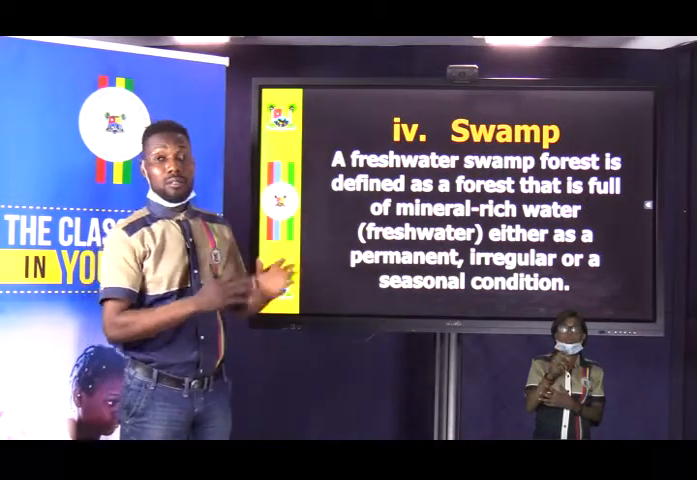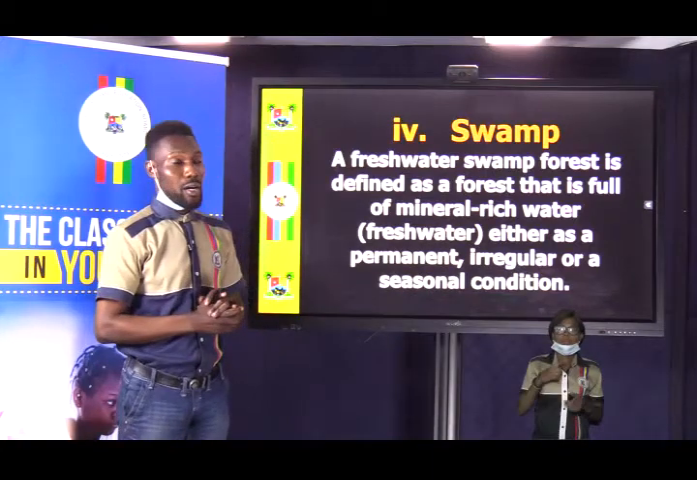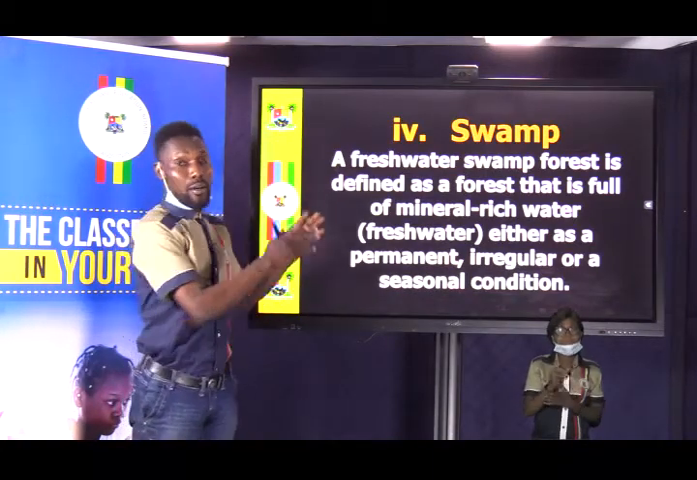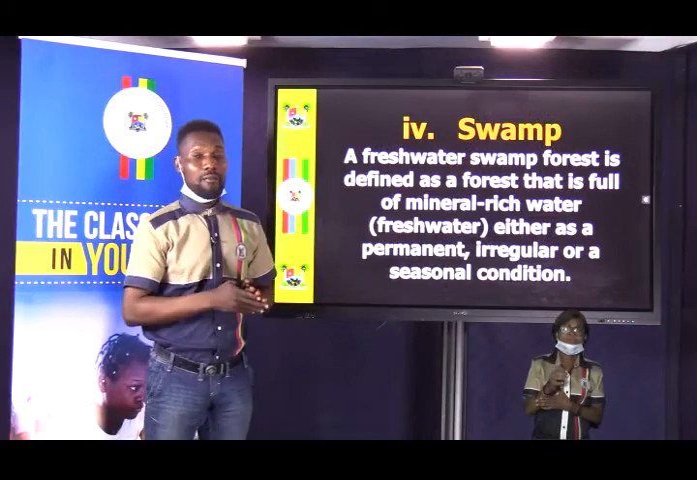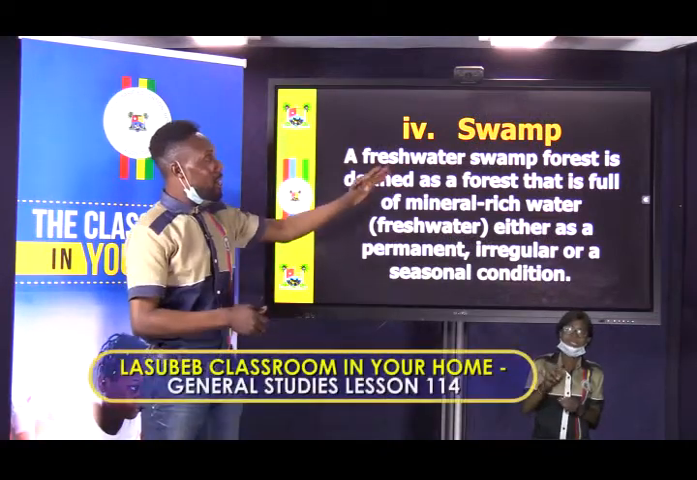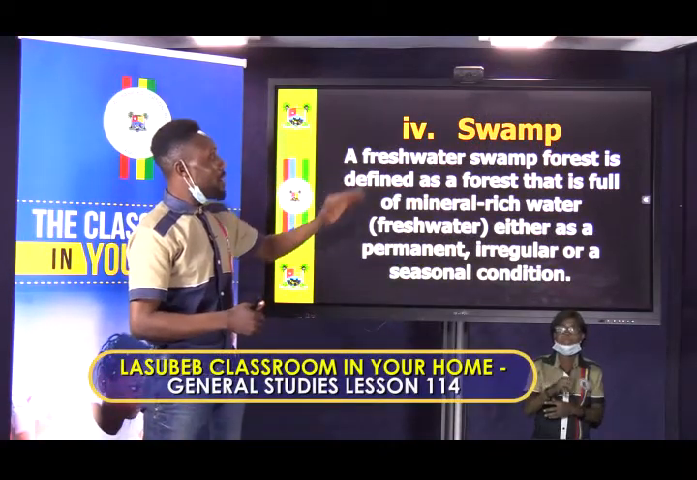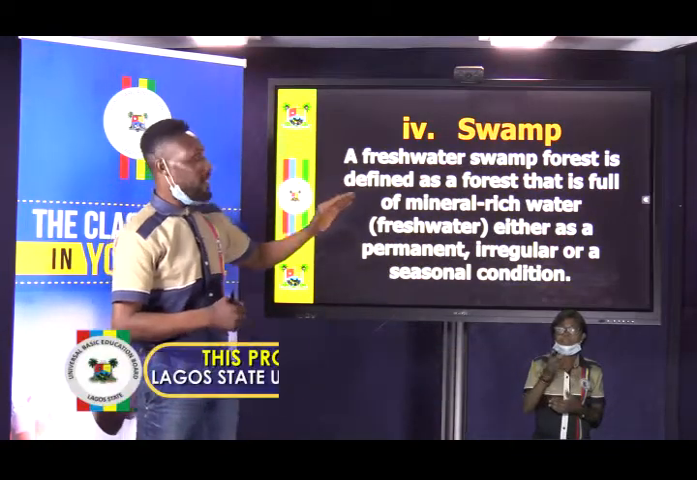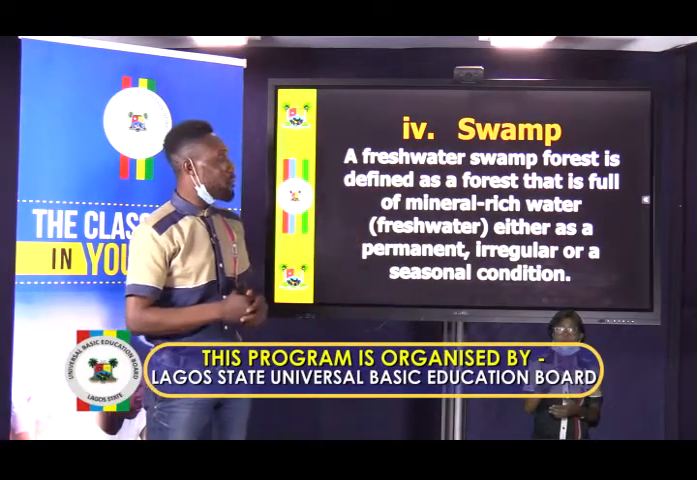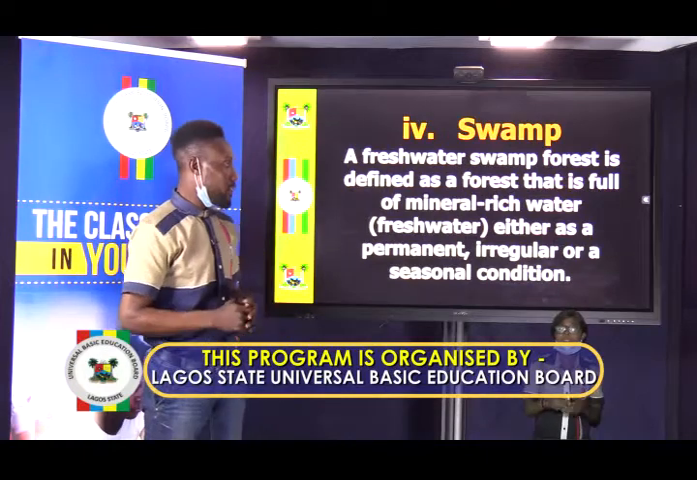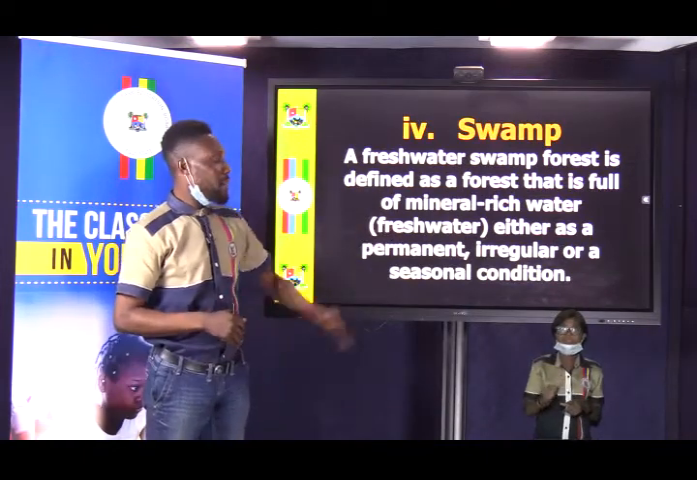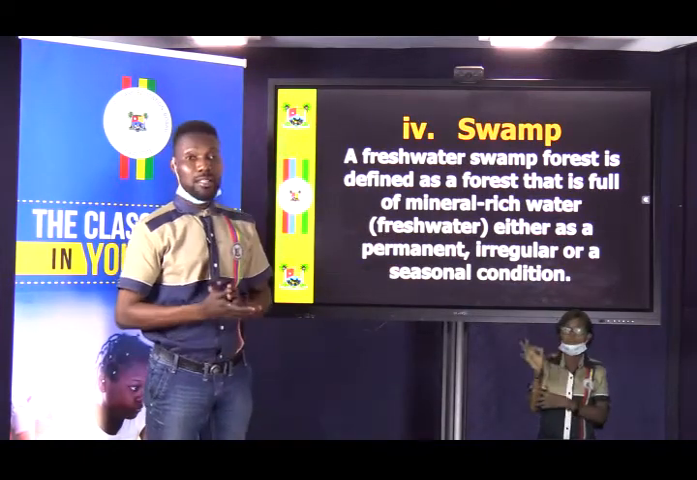Now on to the next one, and that is the swamp region. We're talking about distribution of animals in Nigeria. We've talked about savanna, derived savanna, rainforest, and now on to swamp. A freshwater swamp forest is defined as a forest that is full of mineral-rich water, that's fresh water, either as a permanent, irregular, or seasonal condition.